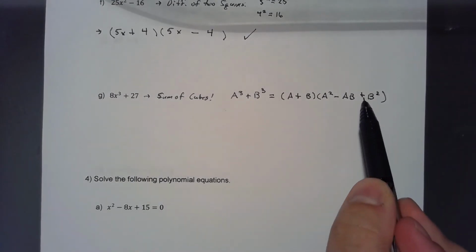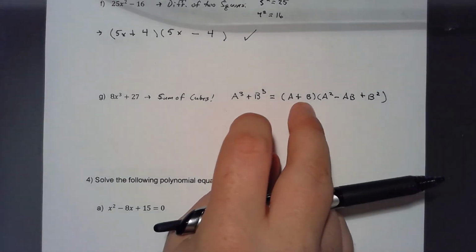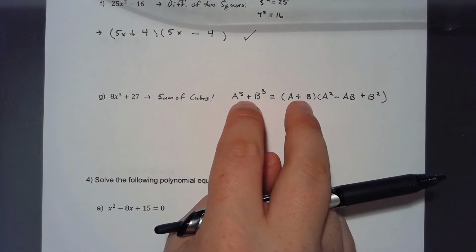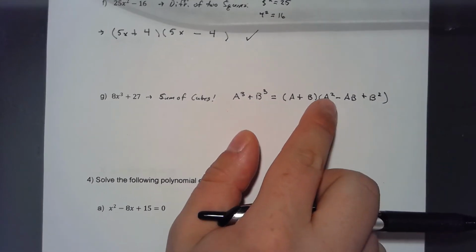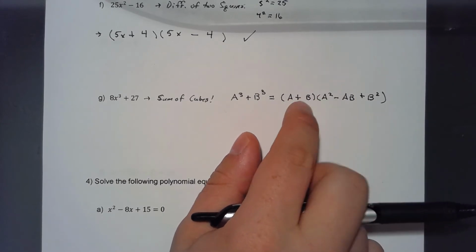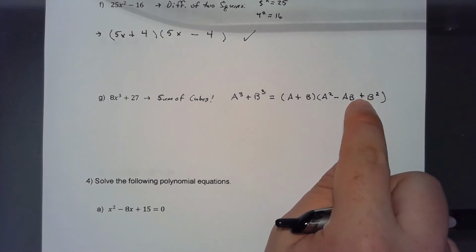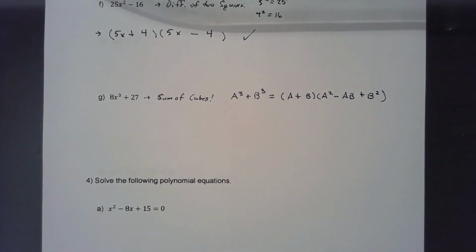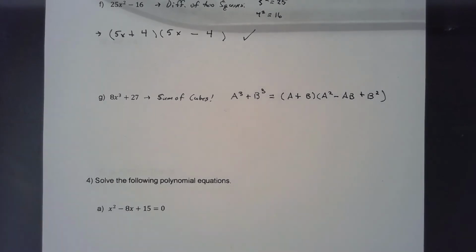This one is always positive. For a difference or sum of cubes, that one's always positive. This one matches the term you have here. So if it's a sum of cubes, that's plus. If it's a difference of cubes, that's negative. And then this just alternates. If this one's positive, that one's negative. This one's negative, that one's positive. But this one is always positive. So you could think of it as plus minus plus or minus plus plus.